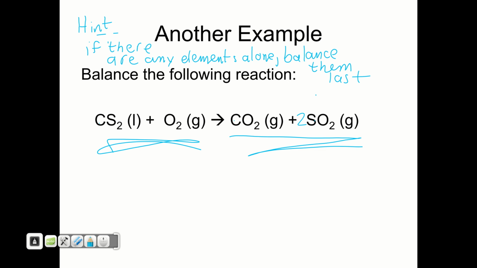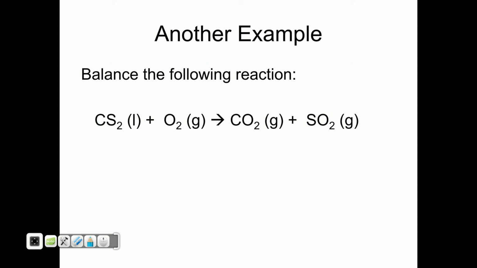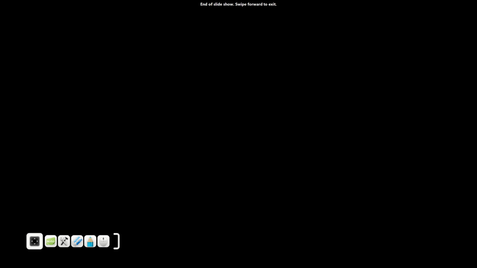So all I have left is oxygen. I have 2 oxygens on the left side. I have 2 oxygens from this compound, and I have 4 oxygens from this compound. So 2 plus 4 is 6. So what times 2 is 6? 3. Solved. Okay? And you can see I can't reduce it. I have 1s. It's all good to go. And that's it. All right?